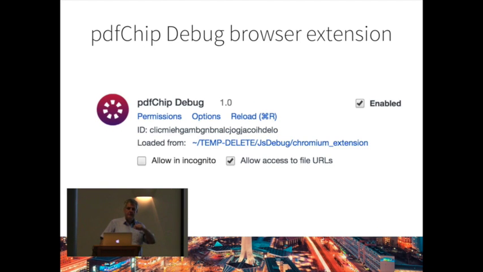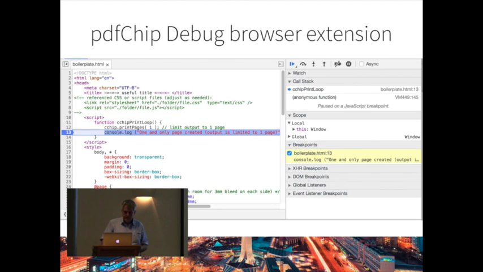Once inside Google Chrome, there will be an icon in the upper right for the pdfChip browser extension. And you have to activate it because it's not running by default. And that's intentional, so maybe you're doing other stuff in Chrome and it's interfering with that. So you have to enable it, and then once inside Chrome, you have to activate the functionality of pdfChip debug.